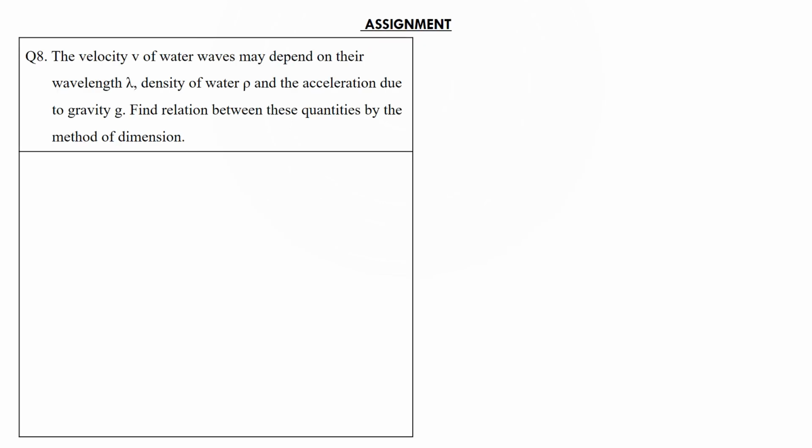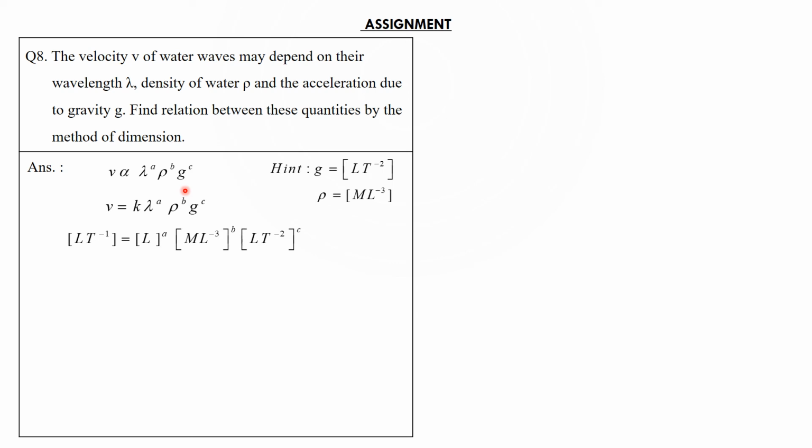Now question number 8. The velocity V of water waves may depend, that is V is proportional to lambda to the power of A, density to the power of B and G to the power of C. Remove the sign of proportionality, put a constant K. These are the dimensions which you may need. We put the dimensions in the equation. Then we do the separation of terms.